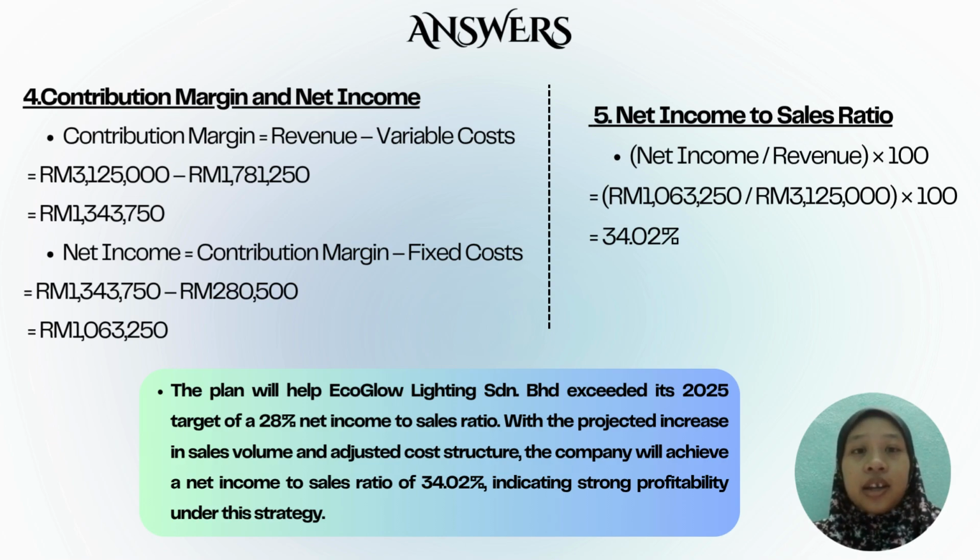Next, to calculate net income, we subtract the variable and the fixed cost from the total revenue. So, from 3,125,000 minus 1,781,250 and 280,500 gives us a net income of 1,063,250. Finally, the net income to sales ratio is calculated by dividing the net income by total revenue, which is 1,063,250 divided by 3,125,000, giving a ratio of 34.02%. So based on this analysis, we can clearly conclude that the smart home integration plan will help EcoGrow exceed its 2025 target of a 28% net income to sales ratio.